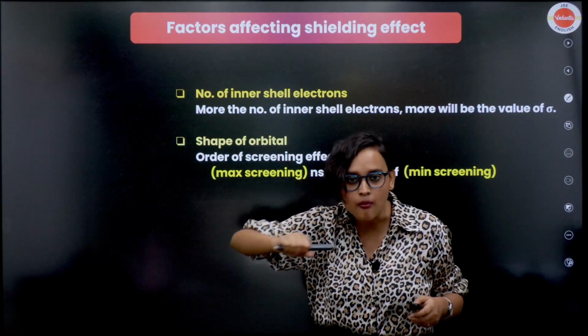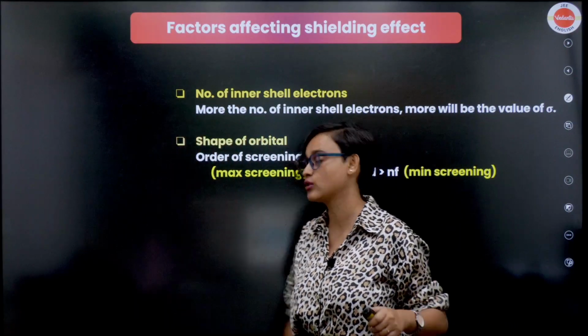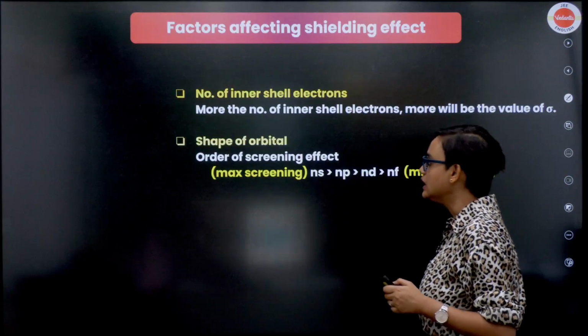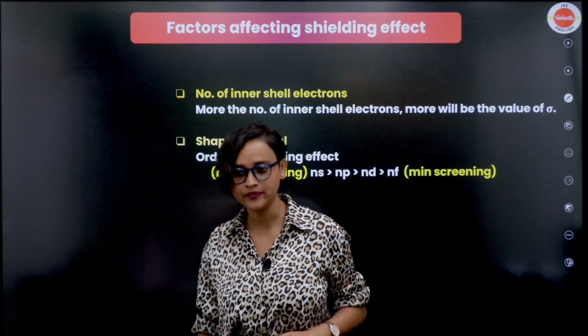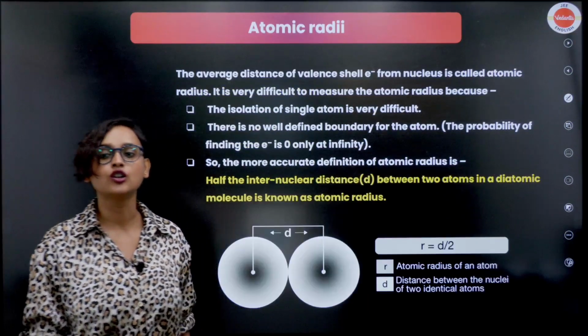It does not even matter. Their shielding effect is almost equivalent to nil. They have very, very little shielding effect. Alright. Now, let's take a look at atomic radii.